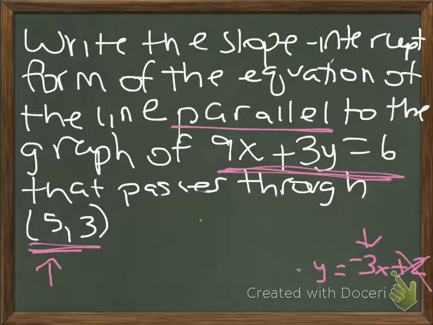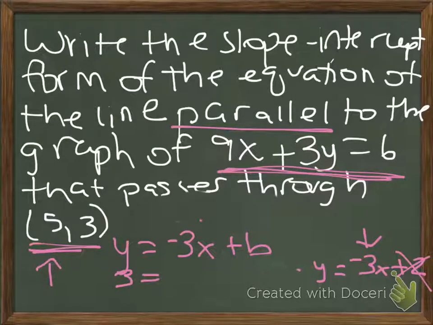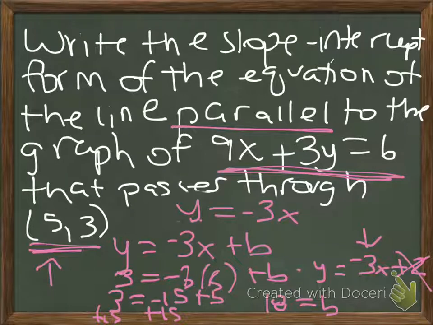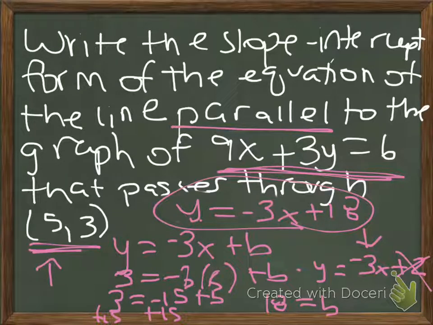So if we plug in, using negative 3x plus b, we're going to plug in 3 for y, 5 for x, and we get negative 15. Then to get b by itself, we're going to add the 15. So 18 is going to be b. We rewrite it all to be y equals negative 3x plus 18. And that would be our equation.